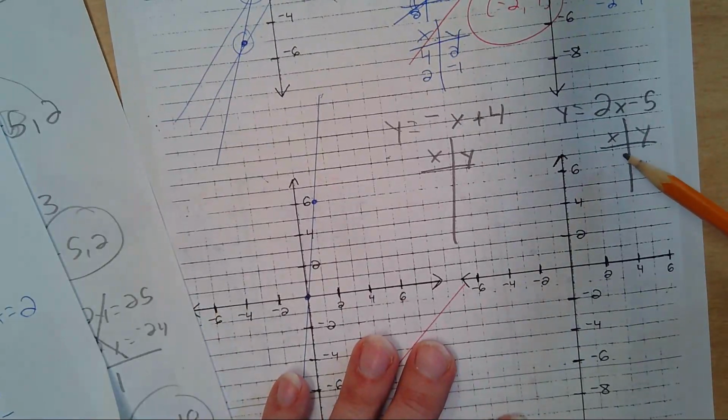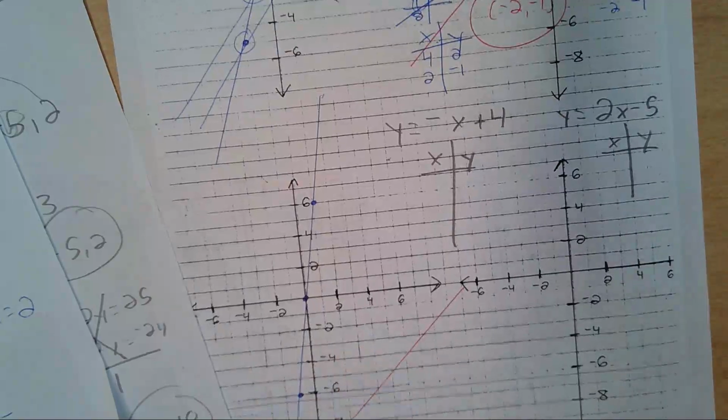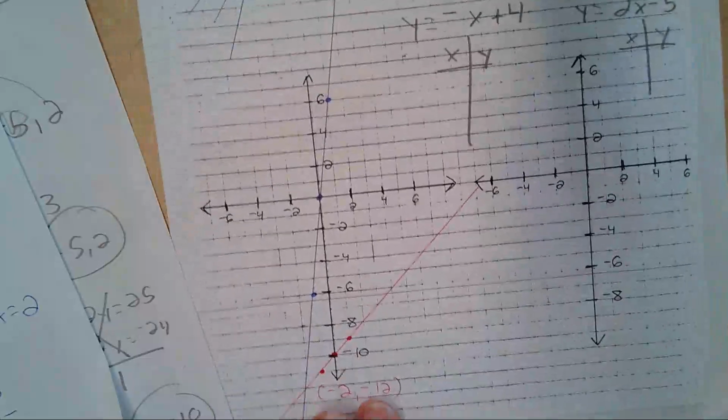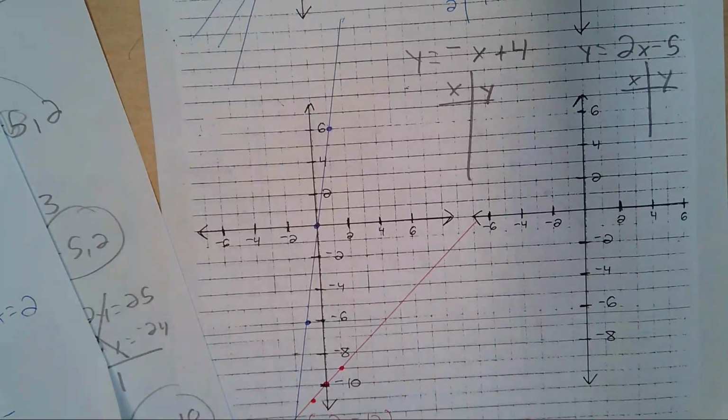Think of 3 values for x. Plug them in there. Multiply them by 2, subtract 5. That's your y coordinate. And then graph out your 2 lines. Look for that point of intersection.